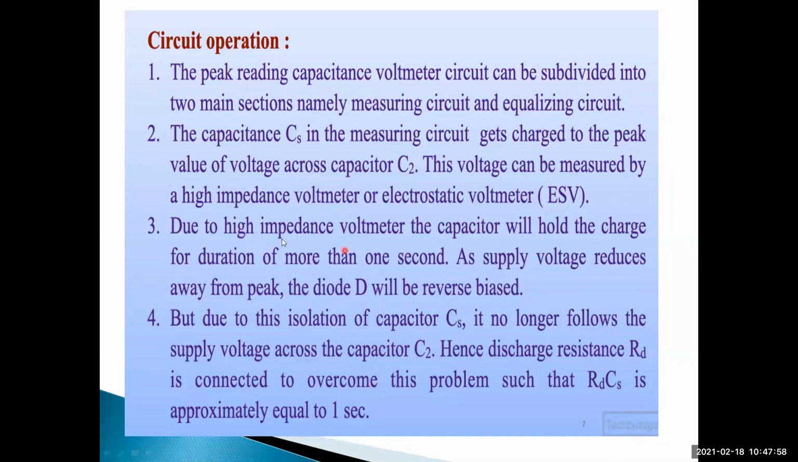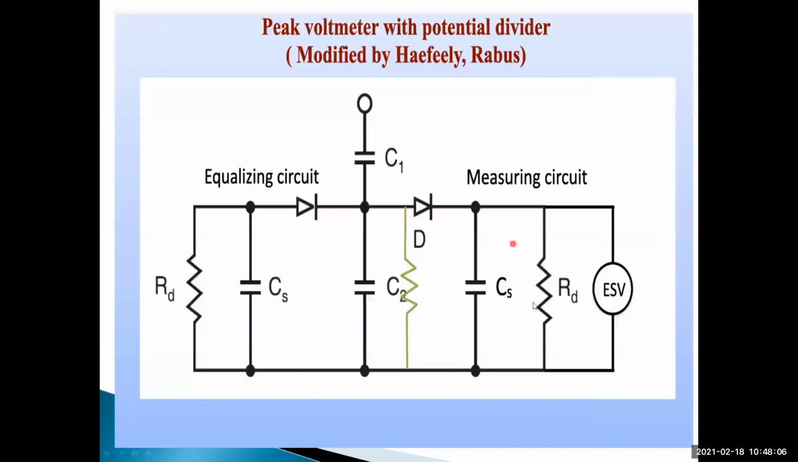Because of the high impedance voltmeter, the capacitor will hold the charge for a duration of more than 1 second. Because of that, the diode will become reverse biased. Their voltage is less than here; the voltage here is more compared to here. That's why the diode will become reverse biased, and the total measuring circuit will be isolated.